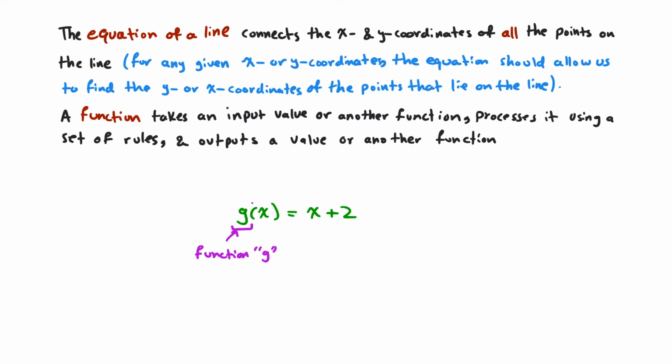What goes inside the brackets here is the input. So what input is it actually taking? And this is our input. The right hand side of this equation is the rule associated with our function. So it's saying that whenever you input a value, whatever value x is, or you can enter a function instead of x, use this rule, x plus 2, and output something else.